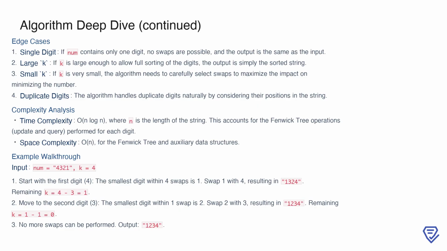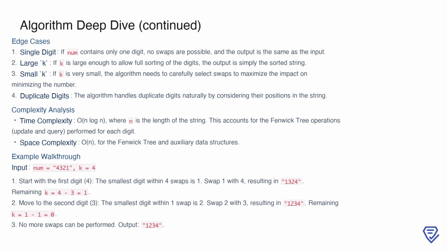Finally, let's consider some edge cases and analyze the complexity of the algorithm. If the input string consists of a single digit, no swaps are possible, and the output is simply the input itself. When k is large enough to allow a full sorting of the digits, the result is just the sorted string. On the other hand, when k is very small, the algorithm must carefully select swaps to maximize their impact on minimizing the number. Duplicate digits are handled naturally by considering their positions within the string.